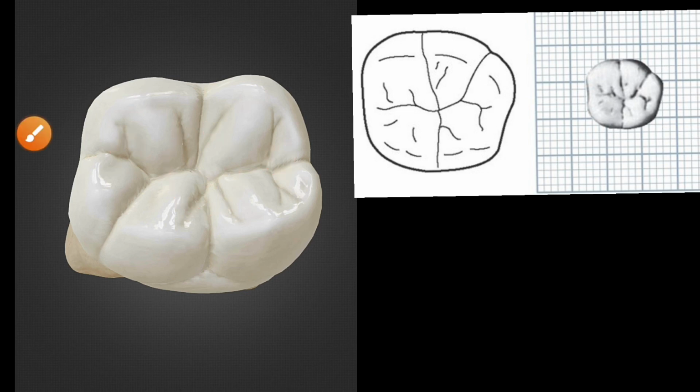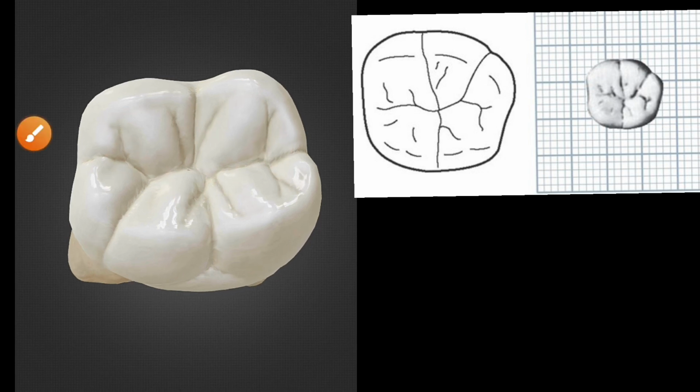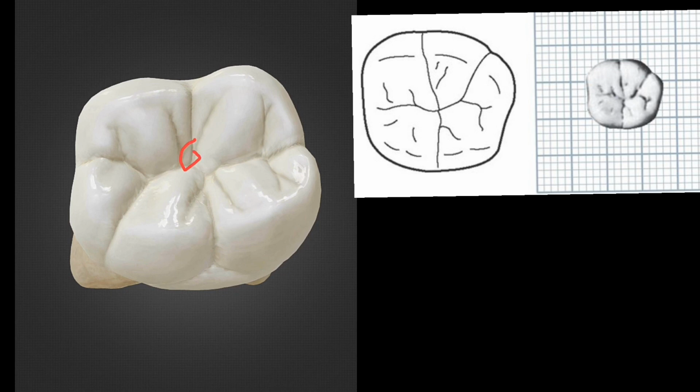Also, it has three pits: the central pit here, and also the mesial triangular pit here, and the distal triangular pit here.